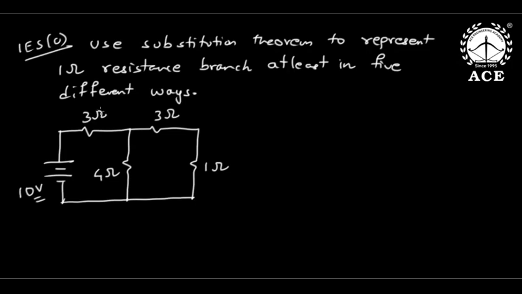So everybody note down this. I am going to start the solution now immediately. Use substitution theorem to represent this 1 ohm resistance branch at least in 5 different ways.